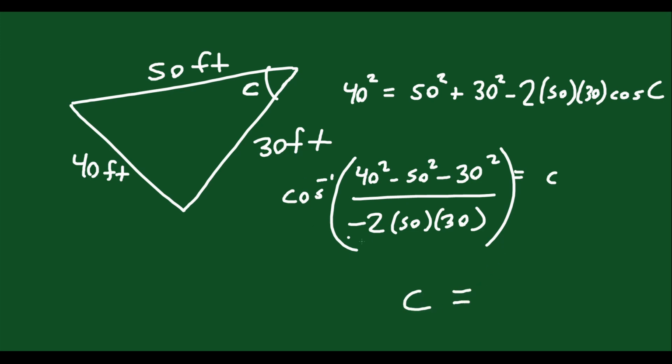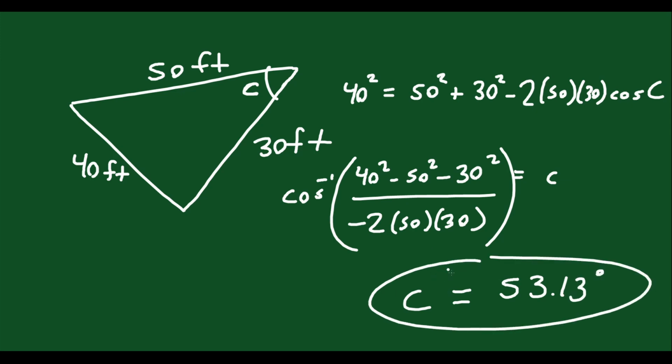And if you compute all of this on your calculator, which you should get some practice doing to make sure you're familiar with how your calculator works and processes these functions, you'll get C is equal to 53.13 degrees, again approximately. And then from there, if you want to find the other angles, you could use sine law to find the other two, or you could use cosine law, again, go through this process to find the other two angles, completely up to you. Let's do another one.